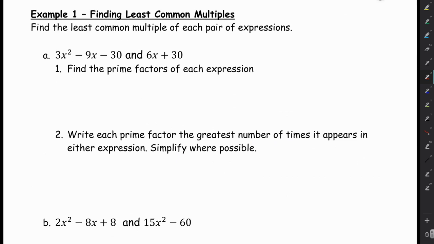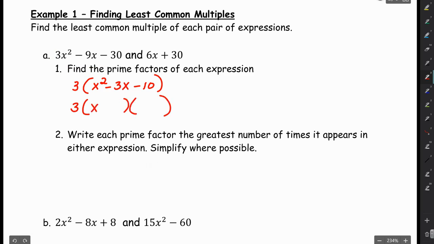So to find the least common multiple, we're going to do some steps here, so just try to follow along. We want to find the prime factors of each expression. All right, so to find the prime factors, we're going to factor both of these. And you'll notice that we have a GCF in this first one of 3. So we're going to take that 3 out. And then x squared minus 3x minus 10 is still factorable to x minus 5 and x plus 2. So that's the first one factored.